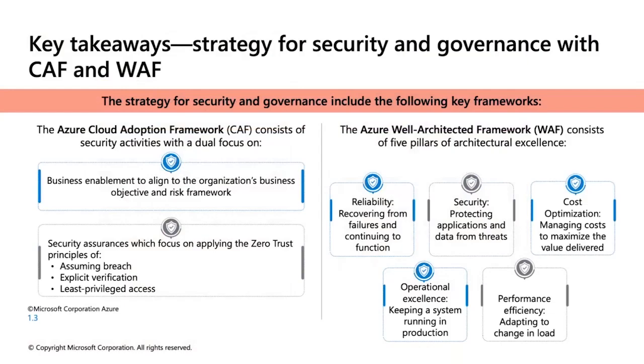So key takeaways, strategy for security and governance with CAF and WAF. Here when we talk about CAF security components, this basically gives you detailed steps on what you can do for security enhancements or security implementations, from basic to advanced. It is for business enablement, to align to the organization's business objective, and this framework is based on the zero trust model: assuming breach, explicit verification, and least privilege access is always there in every security implementation.